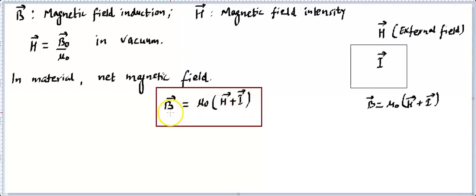Now what we are going to do? We are going to first talk about what types of magnetic materials there are, and then for each type of magnetic material we need to know what this I is. Once we know what this I is, we can add it with H, and we can find what the total magnetic field is going to be. Fine. So now we will talk about these types of magnetic materials.